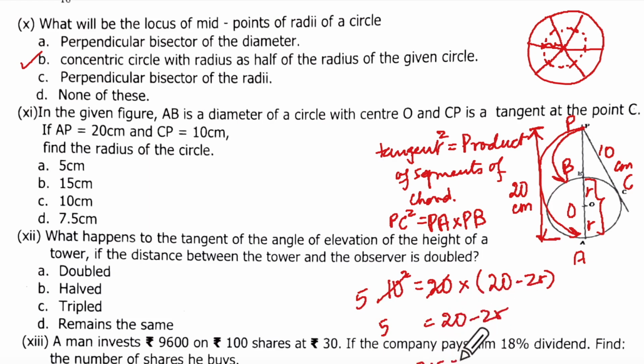So 2R is equal to 15. How much is R equal to? 7.5 centimeters.